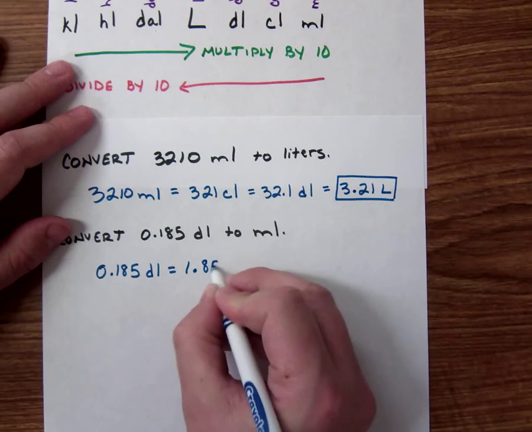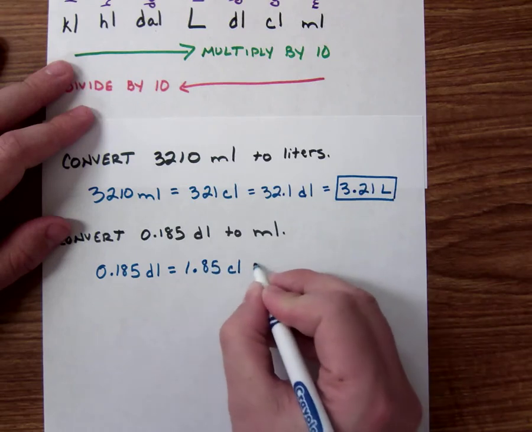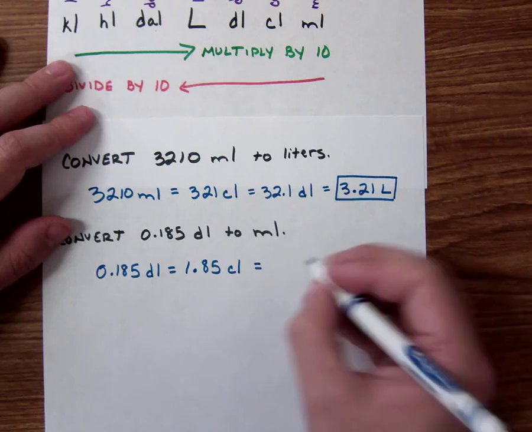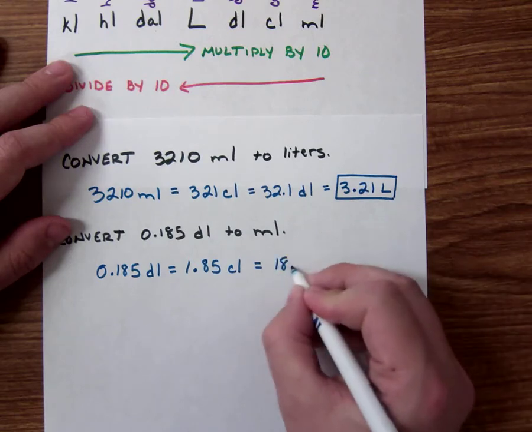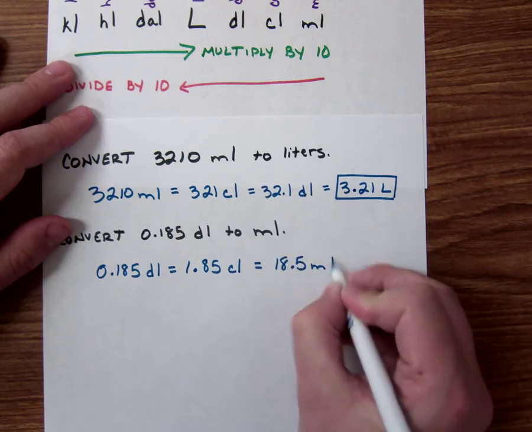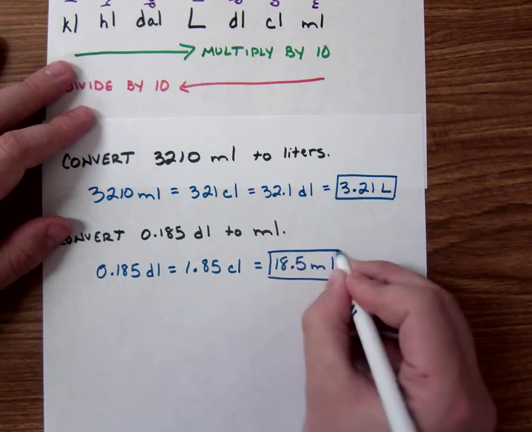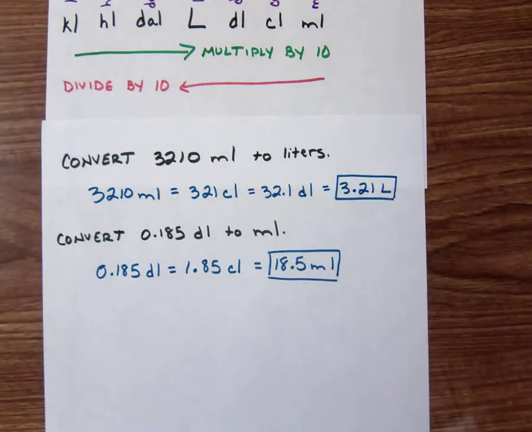1.85. Good. 1.85 centiliters. If I multiply by 10 again, I get 18.5 milliliters, which is the measurement that I wanted.